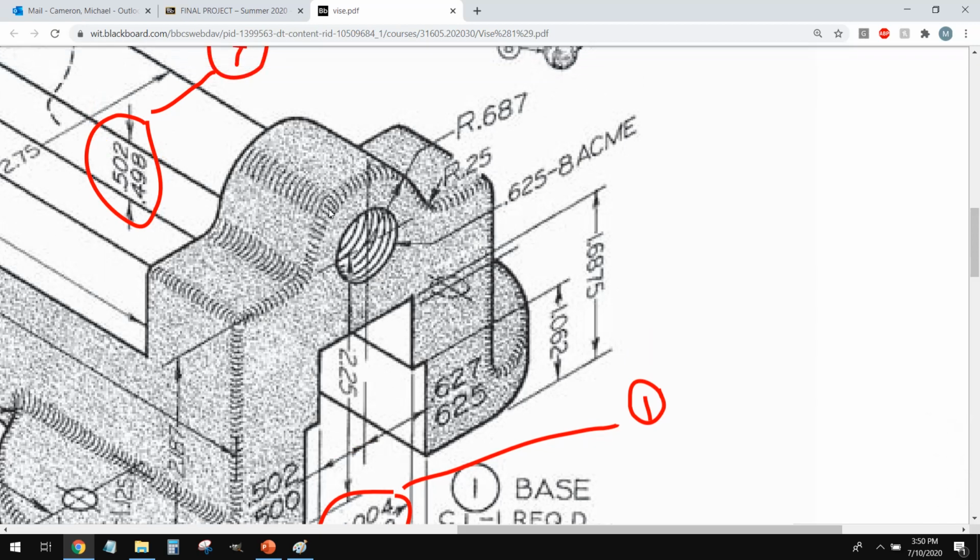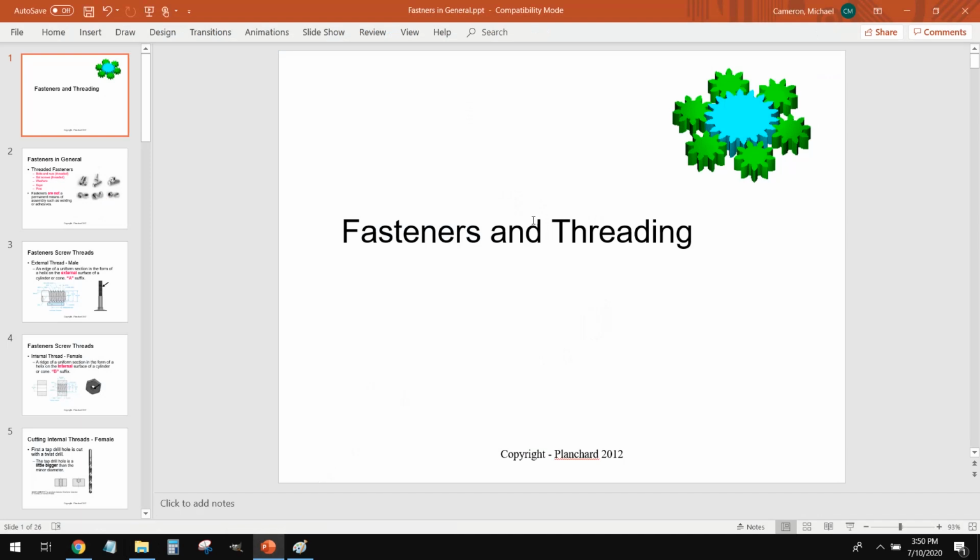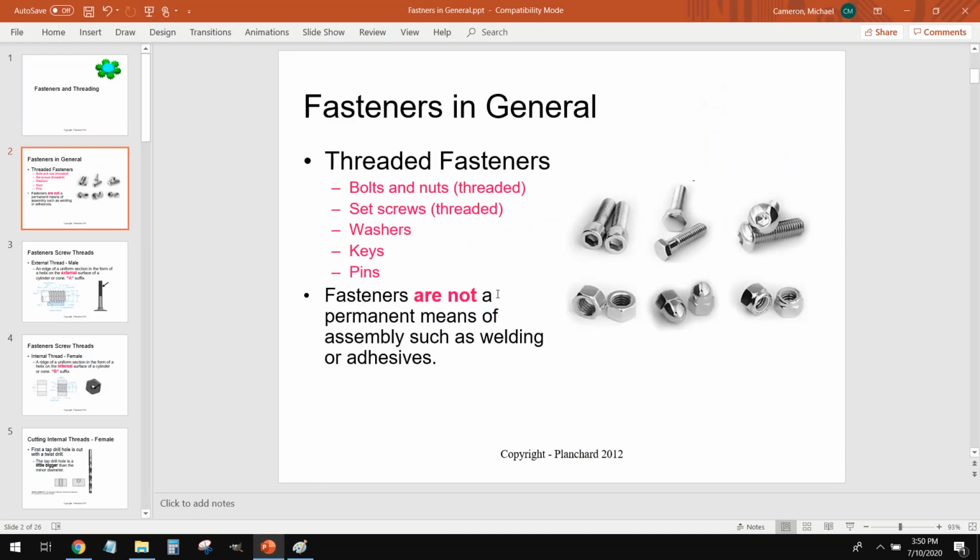But we'll talk a little bit more about modeling techniques and how we're going to model that in the next video. What I'm going to talk about right now is just general threads and fasteners. So threaded fasteners, that's going to range anything from bolts and nuts, screws, stuff like that.